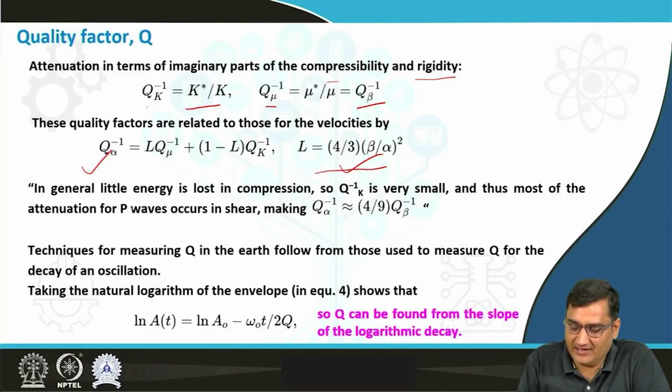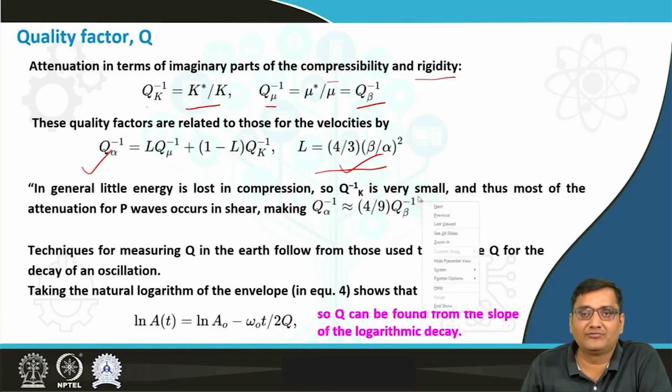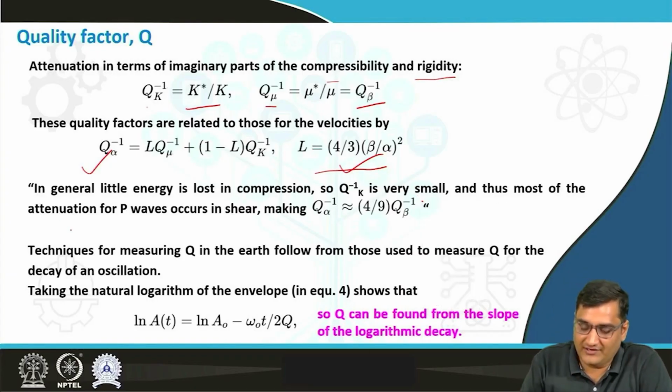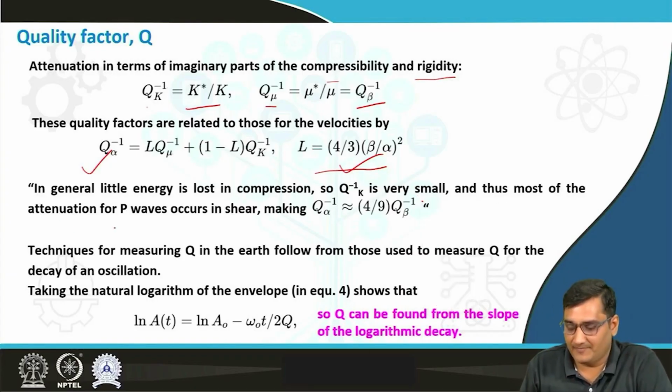In general, little energy is lost in compression. So Q K inverse will be very small, because the energy lost in compression is very small for the attenuation, and thus most of the attenuation for P waves occurs in shear. That makes Q alpha inverse approximately equal to 4 by 9 Q beta inverse.